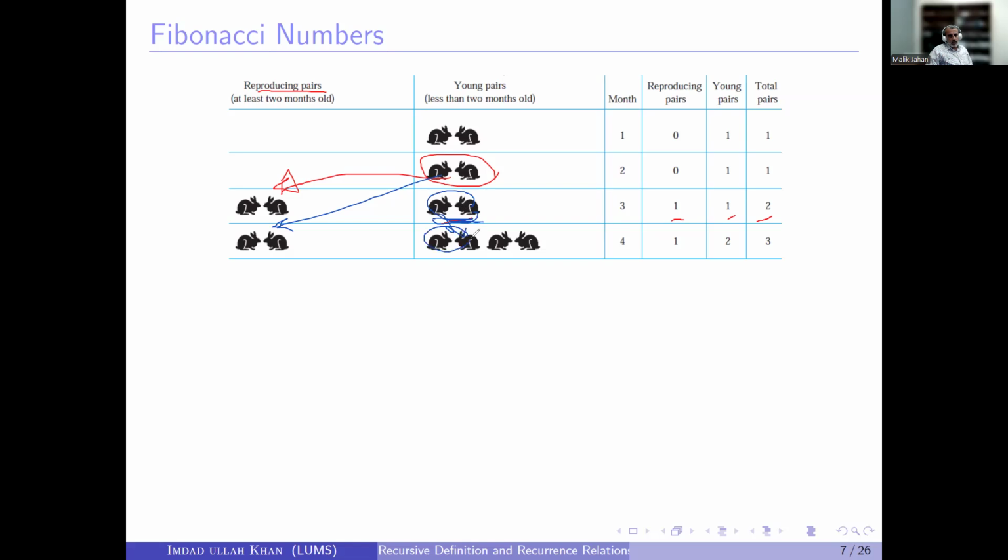This blue is the same pair as coming from the previous month, and the pair which is older, which is the reproducing pair, reproduces another pair, and we get two young pairs over here. So the number of young pairs is 2, the number of reproducing pairs is 1, and our total number of pairs is 3. So now the first young pair becomes older, and it joins the club of reproducing pairs, and both of them reproduce. So we have 3 young pairs and 2 reproducing pairs. So our total number is 5.